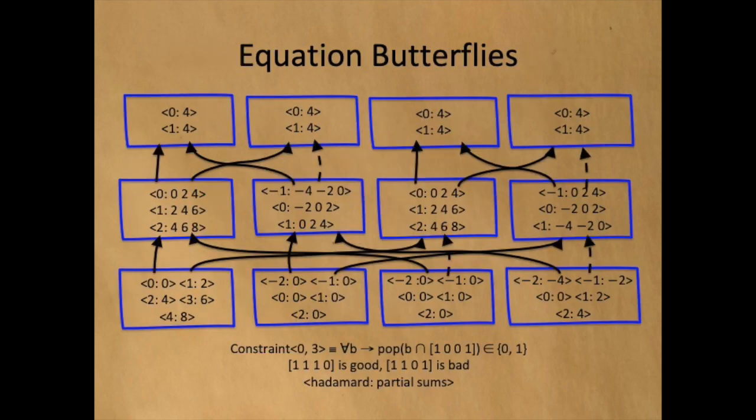The equation enabled us to build equation butterflies, which are dynamic programming data structures that enable us to express constraints between the bit values in a vector. Note the constraints are the meanings of the butterflies, and butterflies are the implementations of the constraints. The equation butterflies have always worked in the sense that they always correctly revealed whether a Hadamard vector was valid or not.